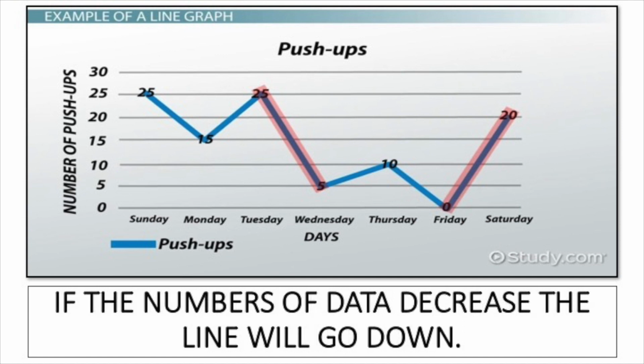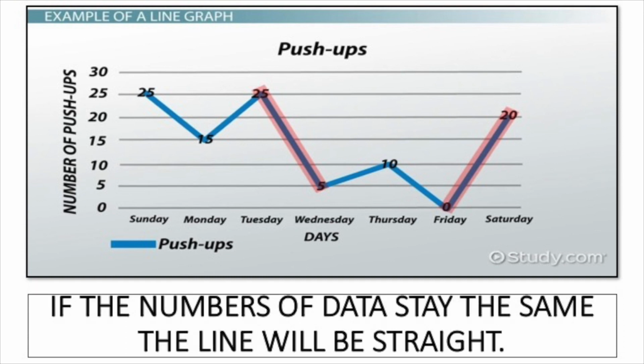If the numbers of data decrease, the line will go down. Yes, like here, from 25 to 5, you see the line go down because 5 is a lot less than 25.